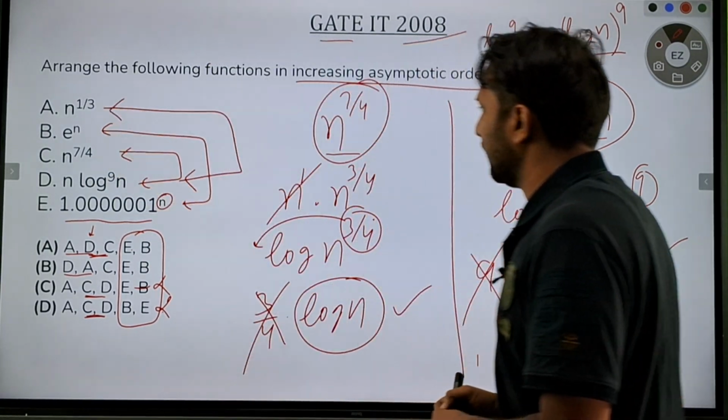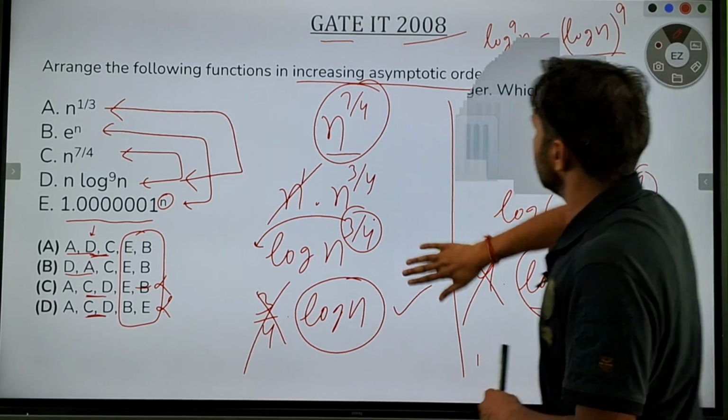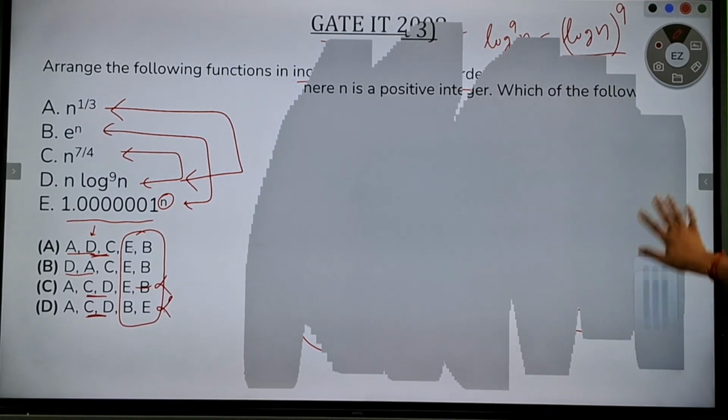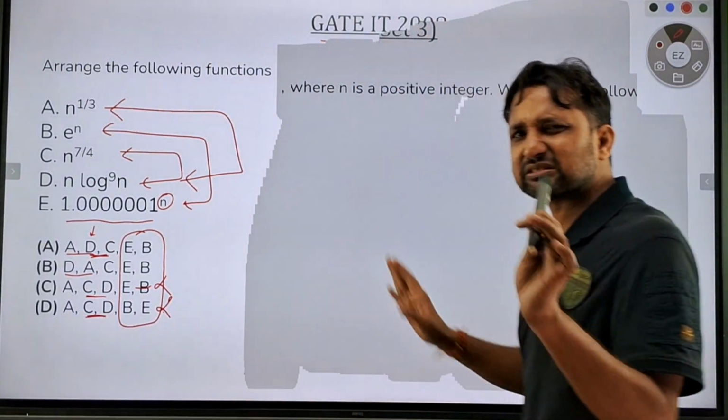So let me compare A and D also. Let me erase this board. And again, I am just applying the informal method which we covered in the last class to solve all the last 30 PYQ.